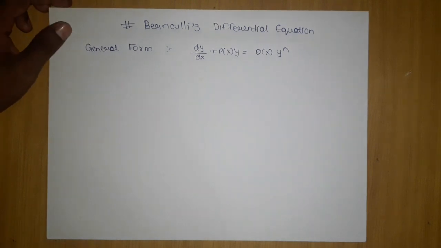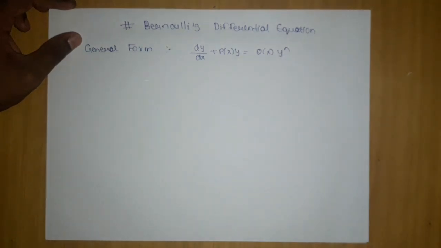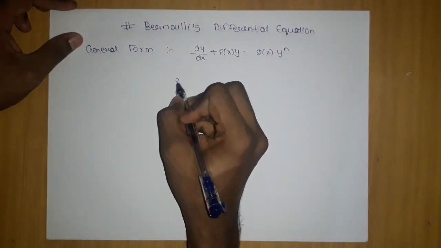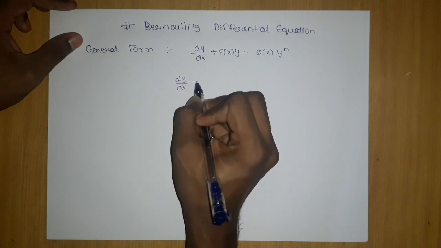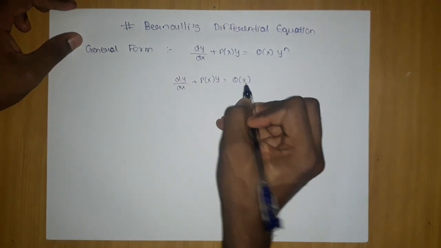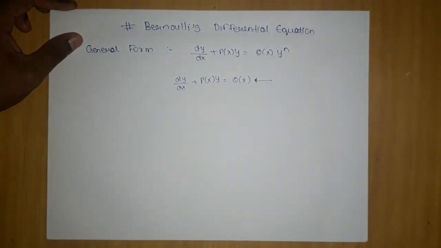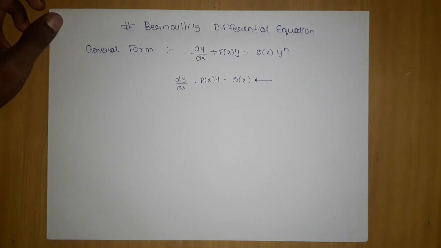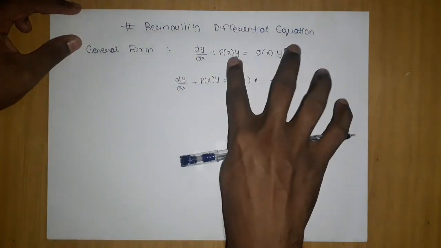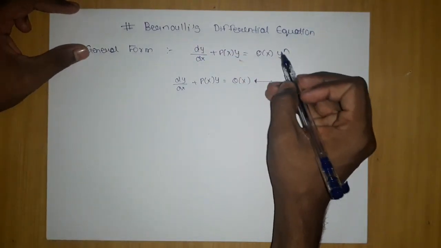Now what you have to do to solve this. When we studied the linear differential equation, its form was dy/dx plus p of x into y equals q of x. We know its solution, which is y into integrating factor equals integration of integrating factor into q of x into dx plus c. So we will try to create this format. For that we will try to remove this y power n.